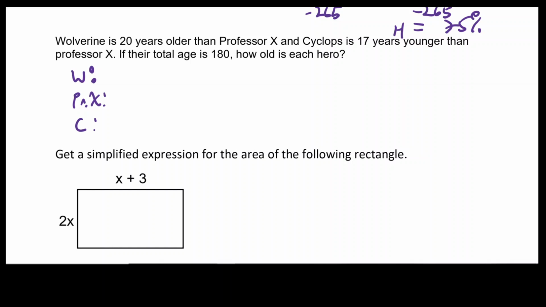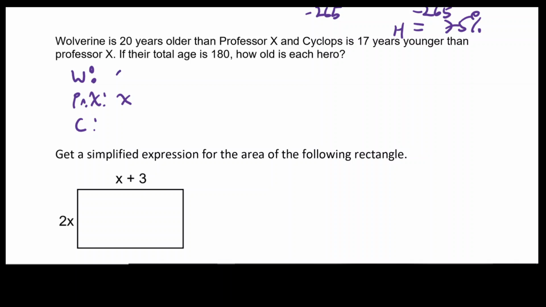So we've got Wolverine, Professor X, and Cyclops. You read through this question. Wolverine is 20 years older than Professor X. Cyclops is 17 younger than Professor X. Their total age is 180. How old is each hero? Well, you've got to decide which of them is going to be X. Clearly, you're going to make Professor X, X, because his name has an X in it. Also, and more importantly, the other two are compared to him.